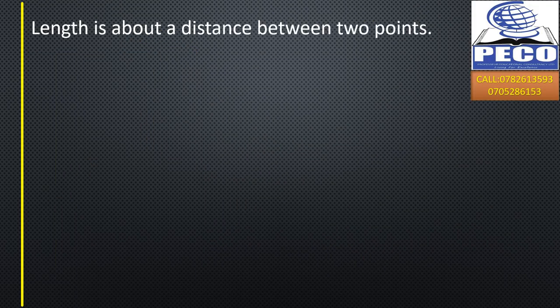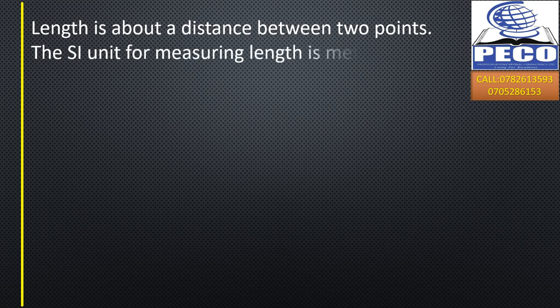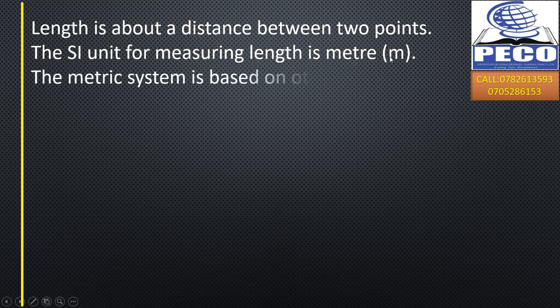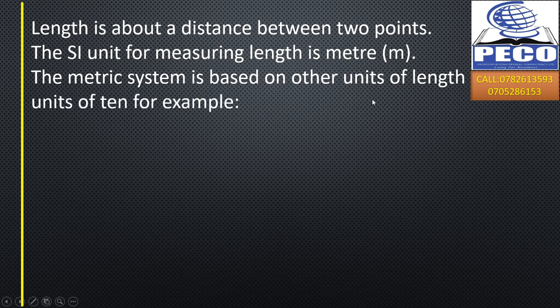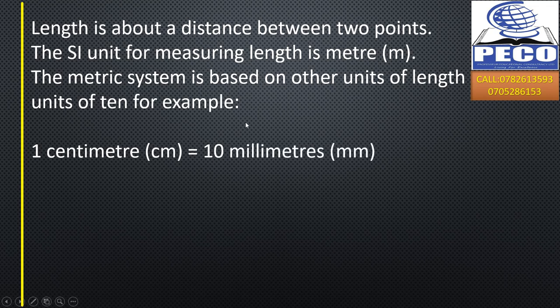Now, length. What is length? Length is a distance between 2 points. Like we saw before, the SI unit of measuring length is a meter, small letter m. And the metric system is based on other units. However, there are other units of length, but they are based on the units of 10. For example, we have centimeters, where 1 centimeter is equal to 10 millimeters. So these are just other units of length.